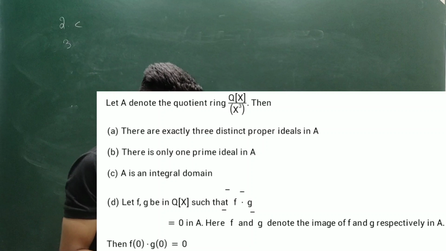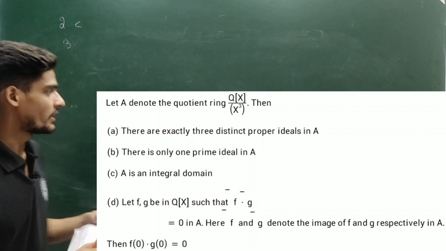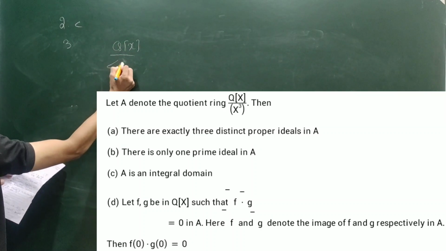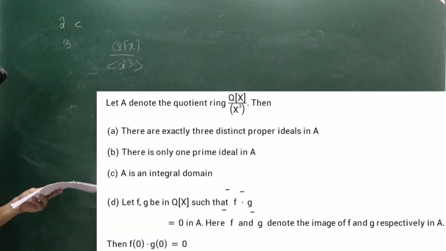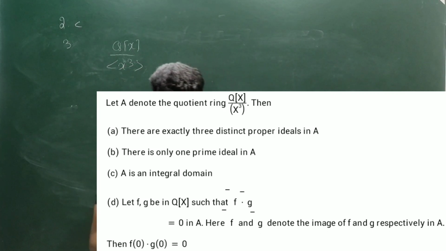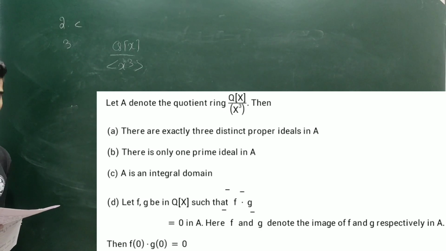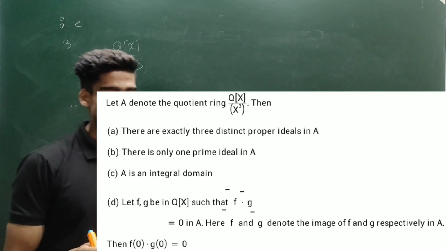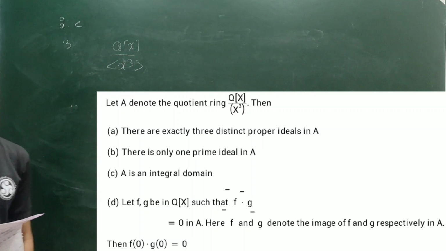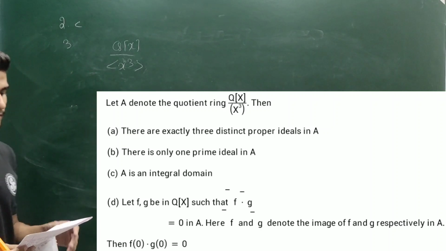Now let me come to question number 3. Let A denote the quotient ring Q[x] quotient by the ideal generated by x^3. Then: there are exactly 3 distinct proper ideals in A; there is only one prime ideal in A; A is an integral domain. Option D, we will discuss later.